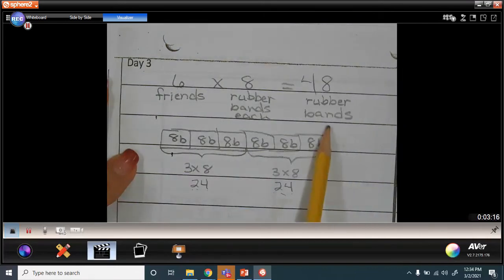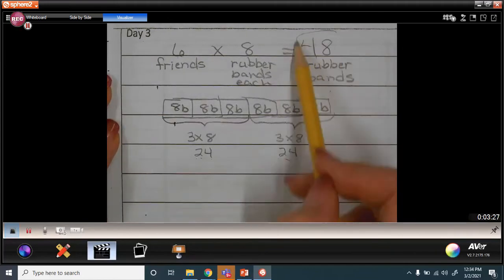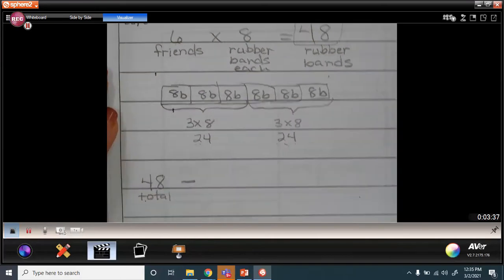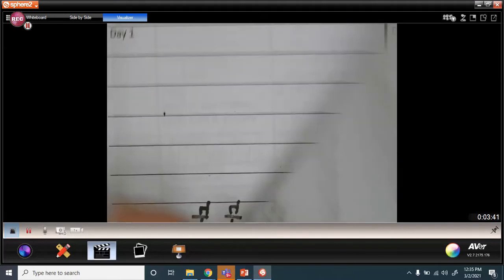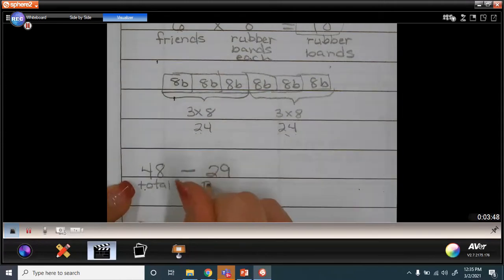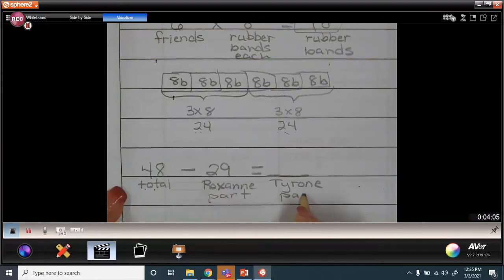Now, that's not what they're asking for. They're not asking how many rubber bands she had. They're asking how many rubber bands Tyrone gave her, which means if this was my total number of rubber bands that were given out, and part of those rubber bands were the ones that Roxanne had, then I can find the part that Tyrone gave her by subtracting Roxanne's part from my total.